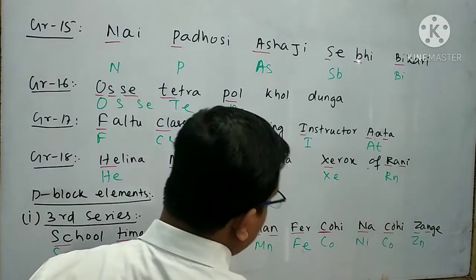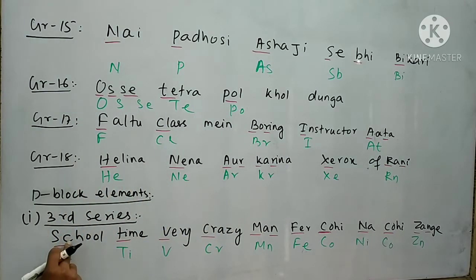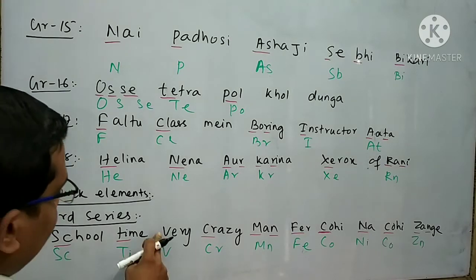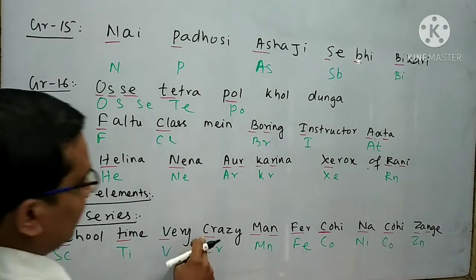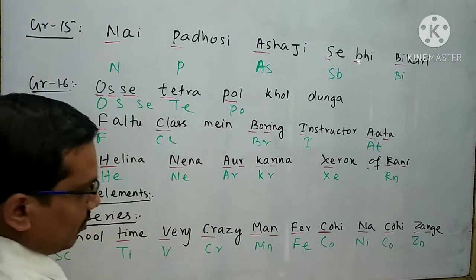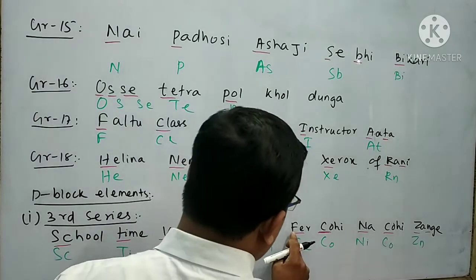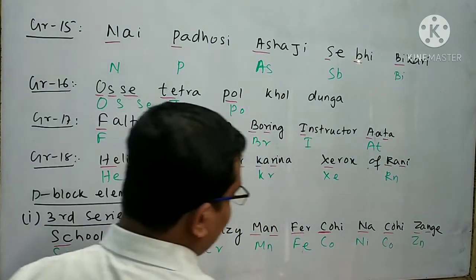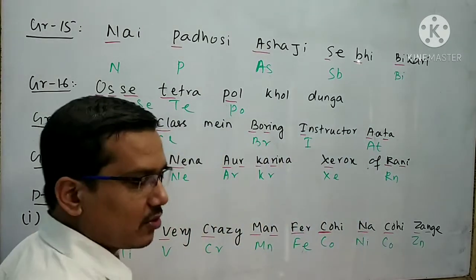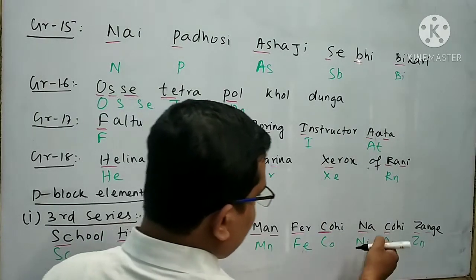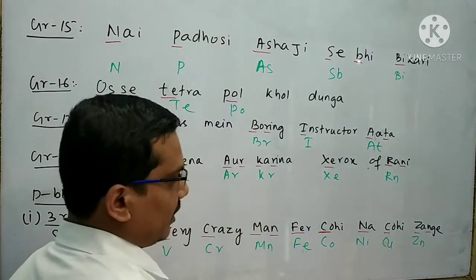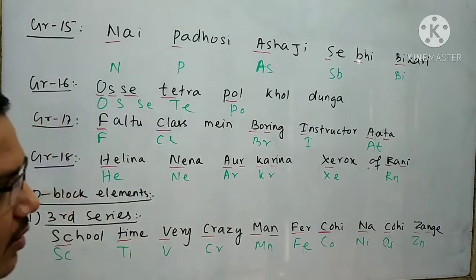Here Sc represents scandium, Ti represents titanium, V represents vanadium, Cr represents chromium, M and the letter N represent manganese. Here Fe represents ferrum, that is your iron, Co represents cobalt, Ni represents nickel, Cu represents copper, Z and the letter N represent zinc.